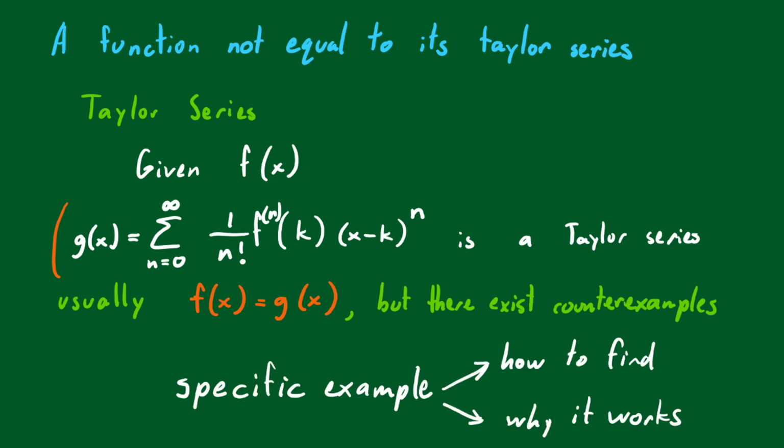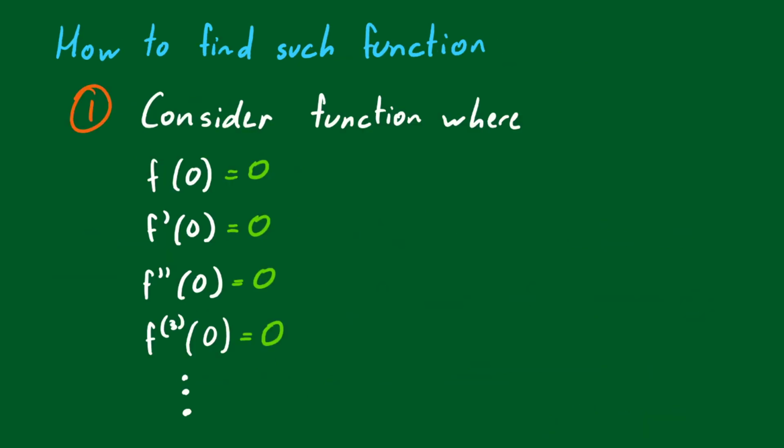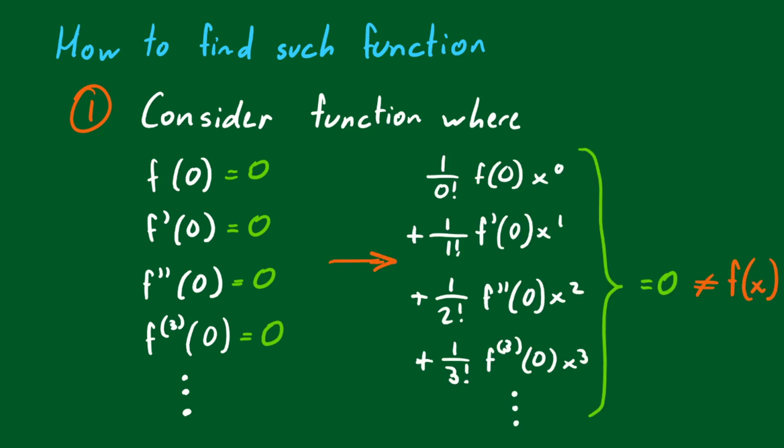In this presentation, I'll cover one specific example of such a function, describing how one could find it and why it works. The most obvious way that a Taylor series of a function cannot converge correctly is if somehow, at a single point, say x equals 0, the value and all derivatives of the function are 0. In this case, the Taylor series would just be 0 as well, while the function itself can proceed to differ and have non-zero values at other points.